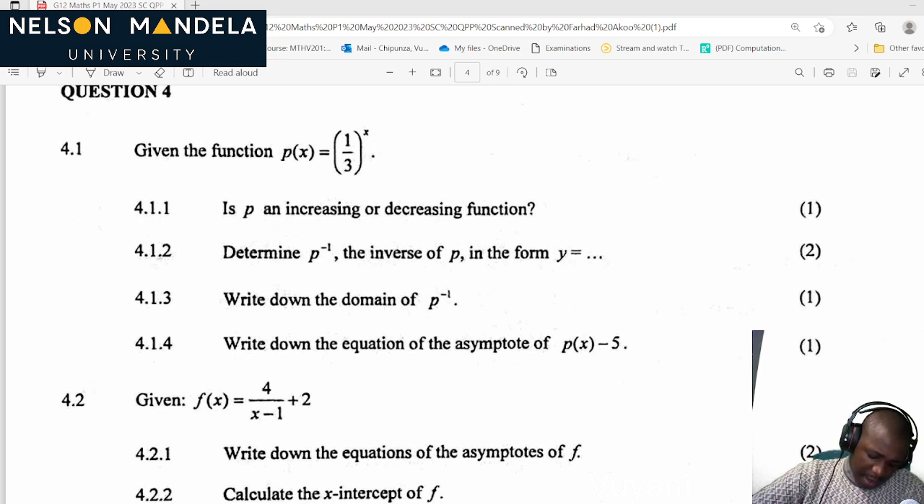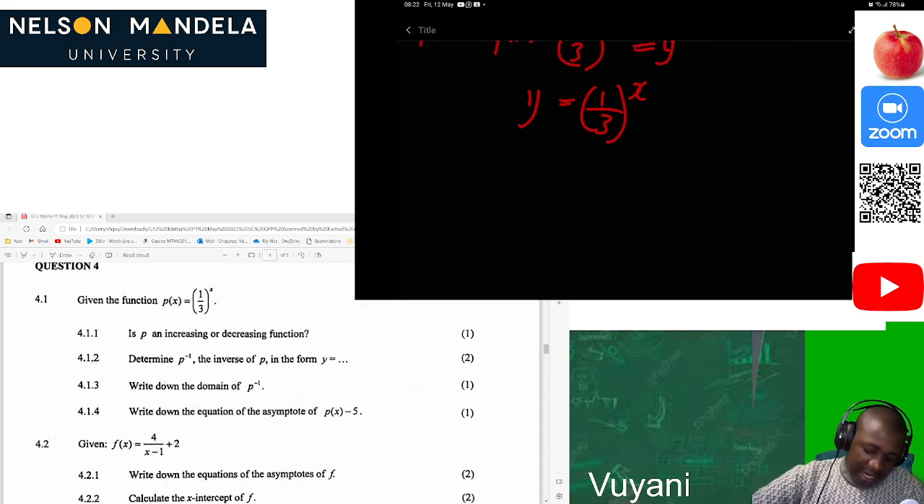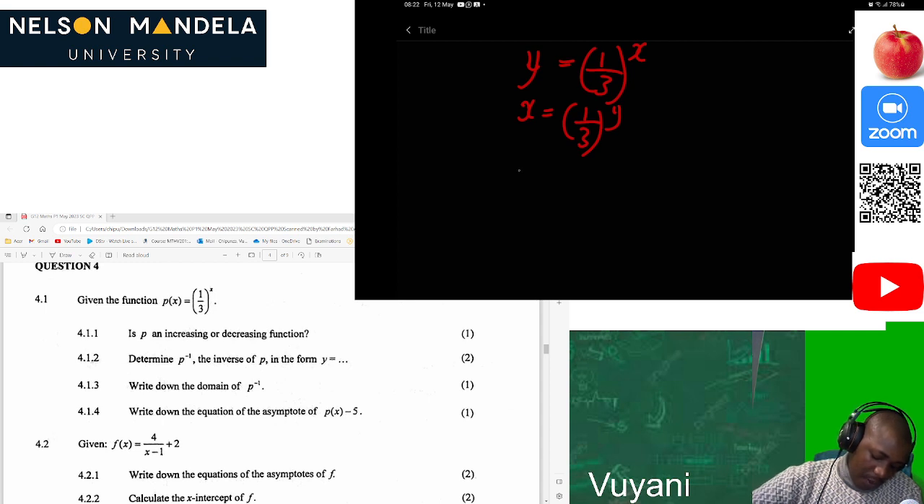We know that p of x is equal to 1 over 3 to the power of x, which is the same as y. So now we have y equal to 1 over 3 to the x. The first rule we apply when we want to determine the inverse function is that we exchange: where there is y, we put x. So x equals 1 over 3 to the power of y. Then we solve for y. Now we apply the log, then we have y. Therefore p inverse is equal to log base 1 over 3 of x.